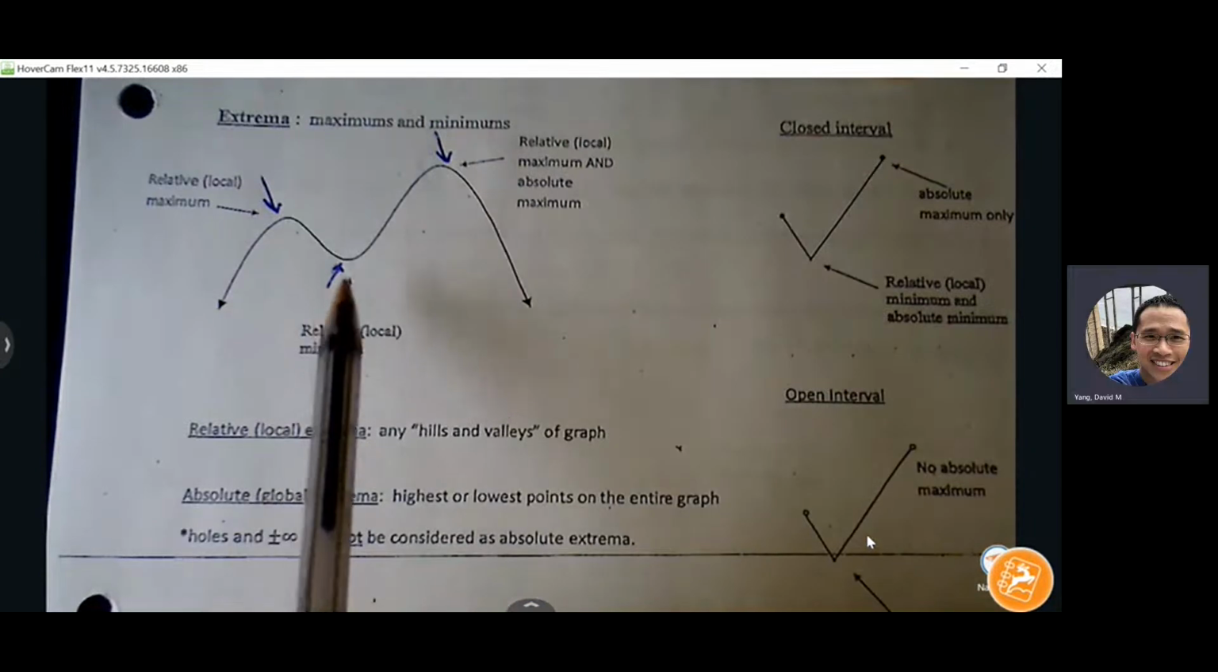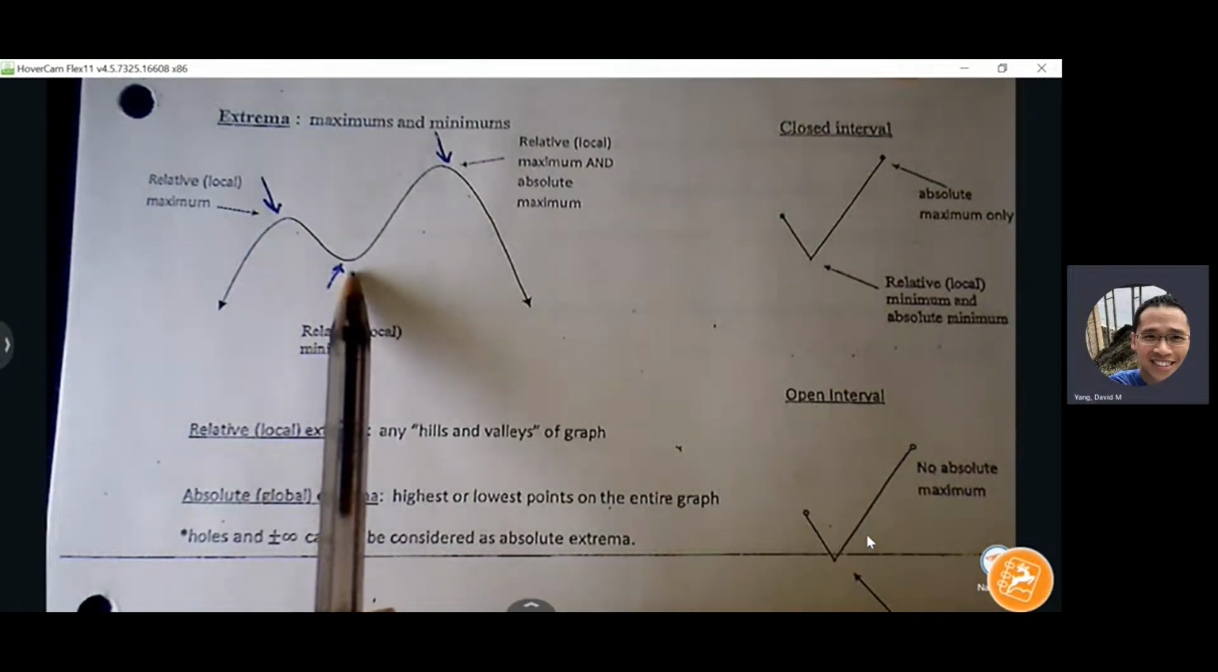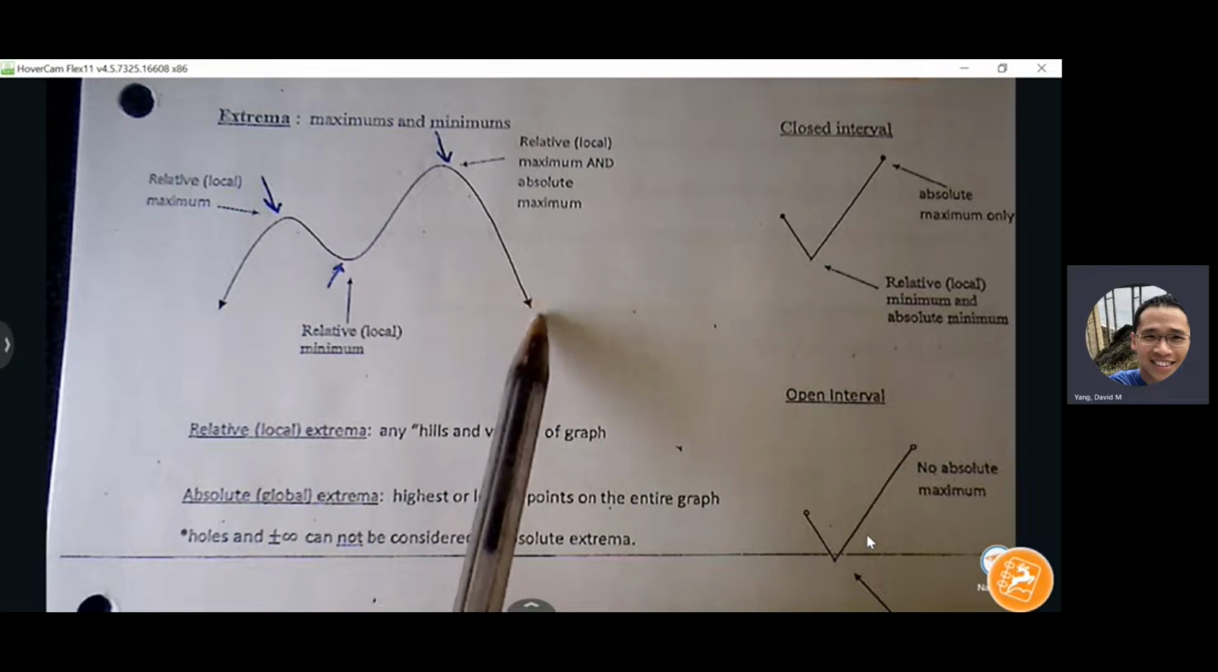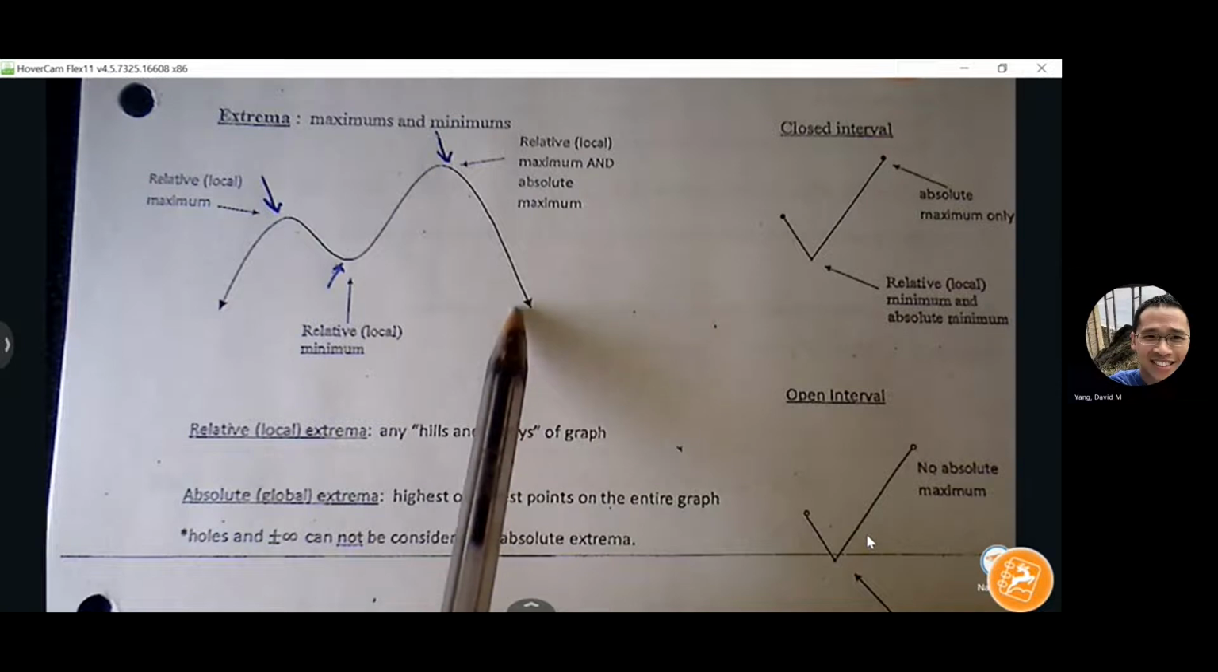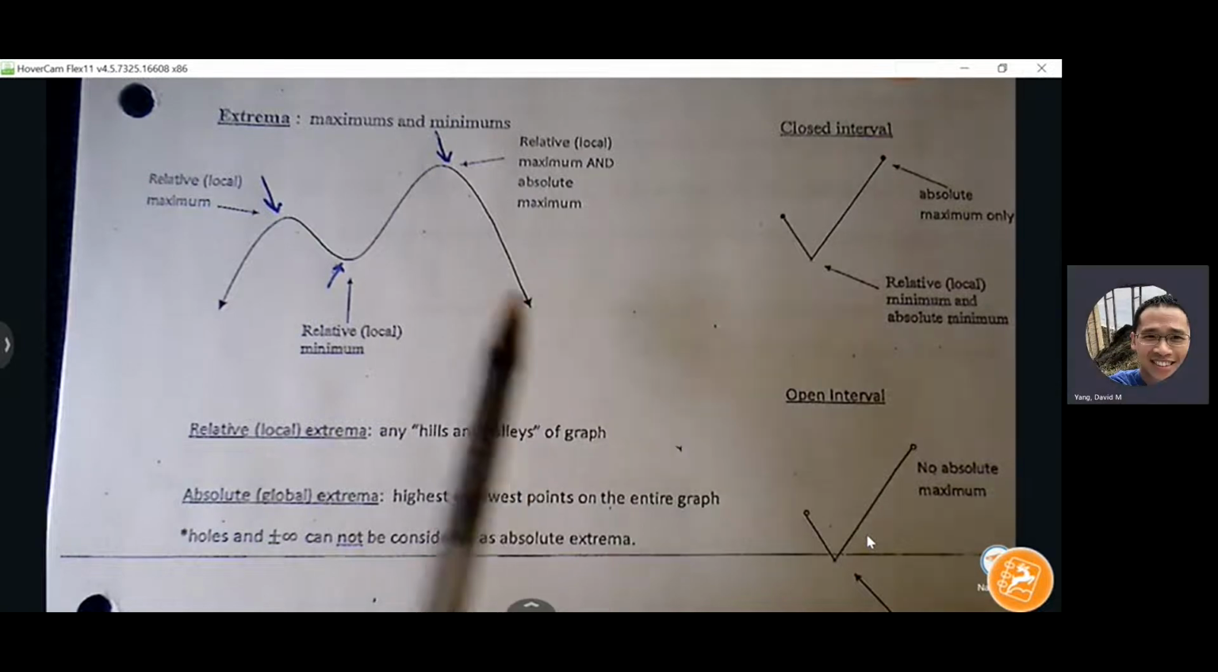Now, this graph has a relative min, but it does not have an absolute minimum because the absolute minimum would be negative infinity, and negative infinity is not a physical point, so we don't consider that an absolute minimum.